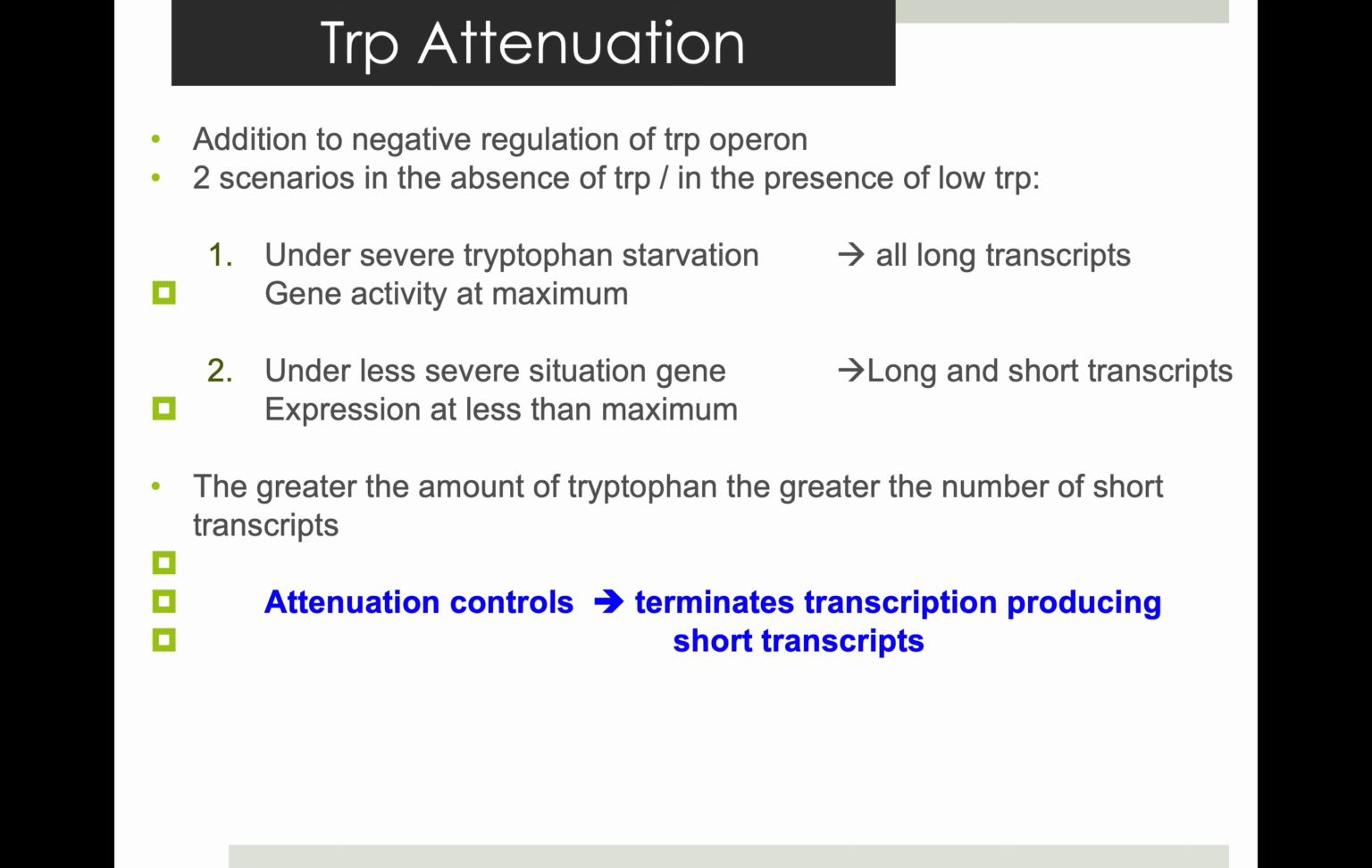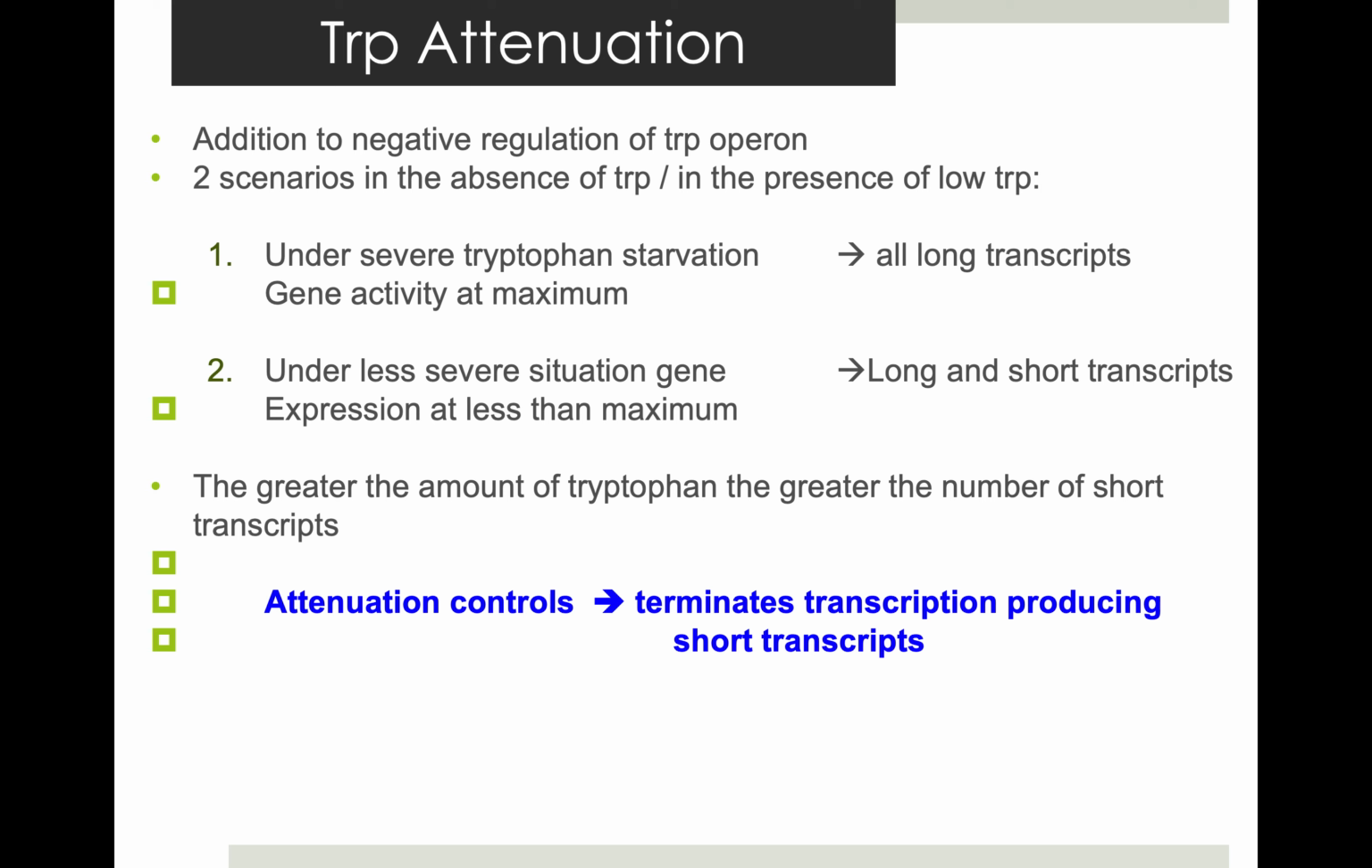Now, let's have a look at the Trp attenuation, and please listen carefully or refer to some other references to help you understand this better. A lot of students usually get confused with Trp attenuation. Basically, attenuation of tryptophan is an addition to the negative regulation of the operon itself.